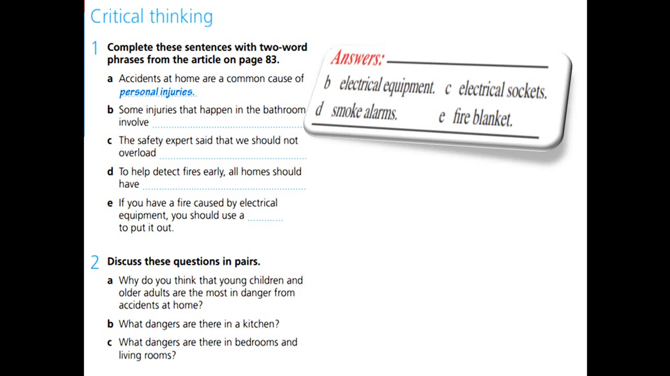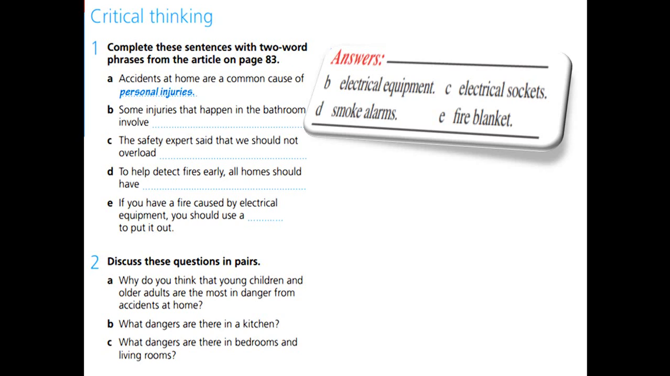Number D. To help detect fires early, all homes should have what? All homes should have smoke alarms. Number E. If you have a fire caused by electrical equipment, you should use a what to put it out? You should use a fire blanket.